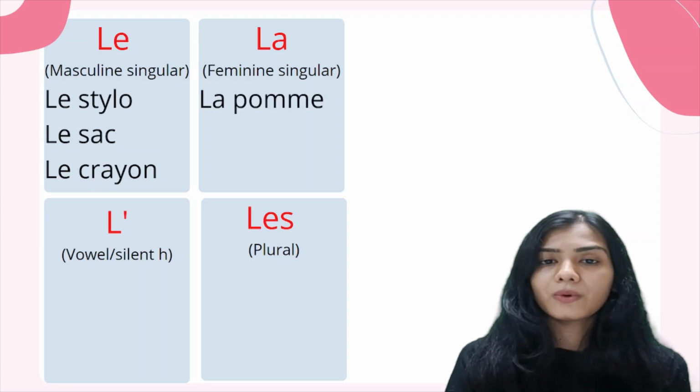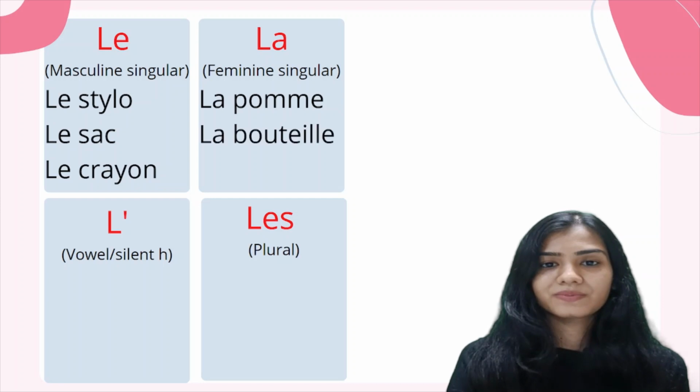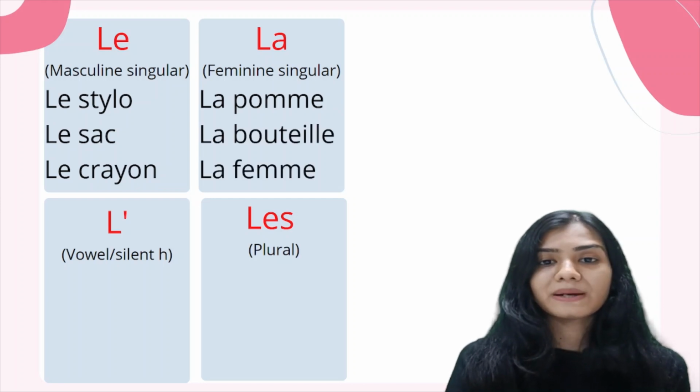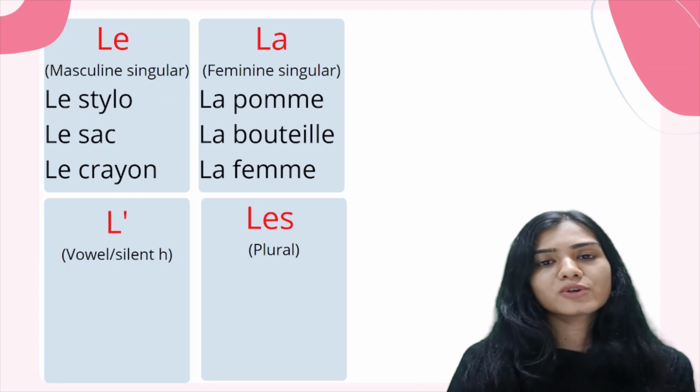La pomme, the apple, ending in E, so it's going to come under feminine gender. La bouteille, the bottle. La femme, the woman, ending in E, so they are going to be followed by la.